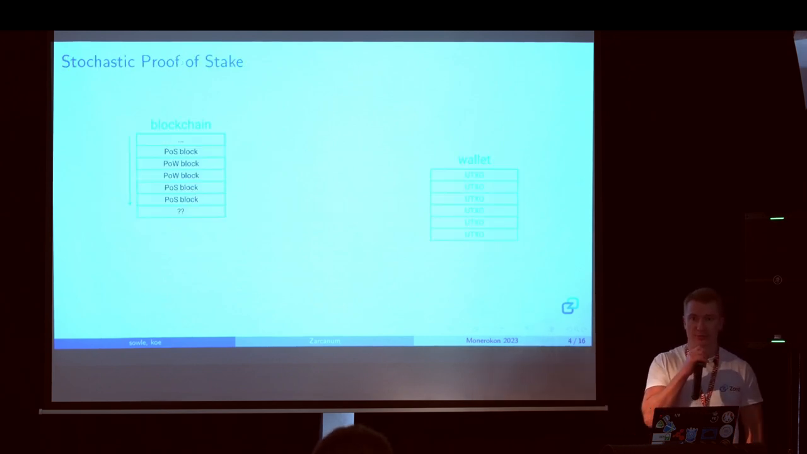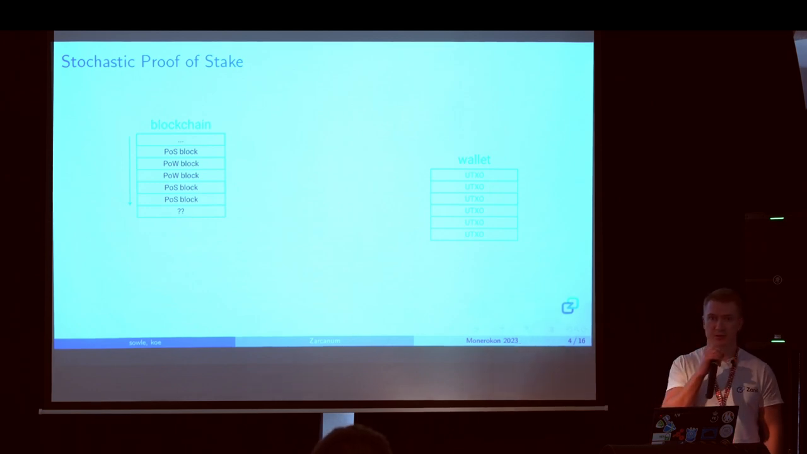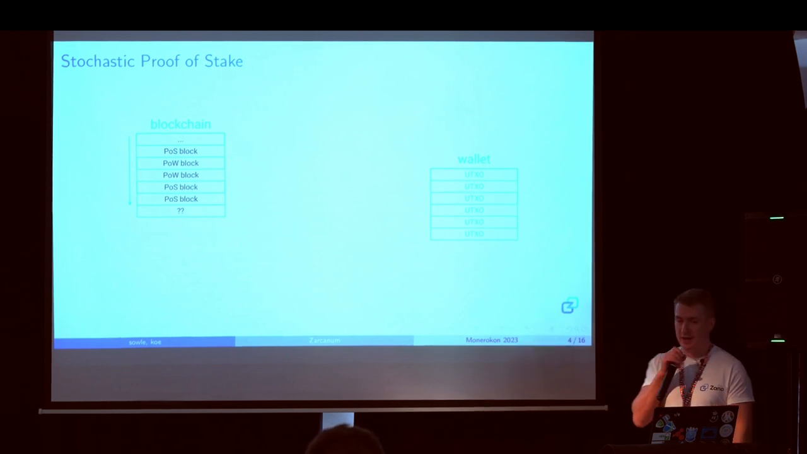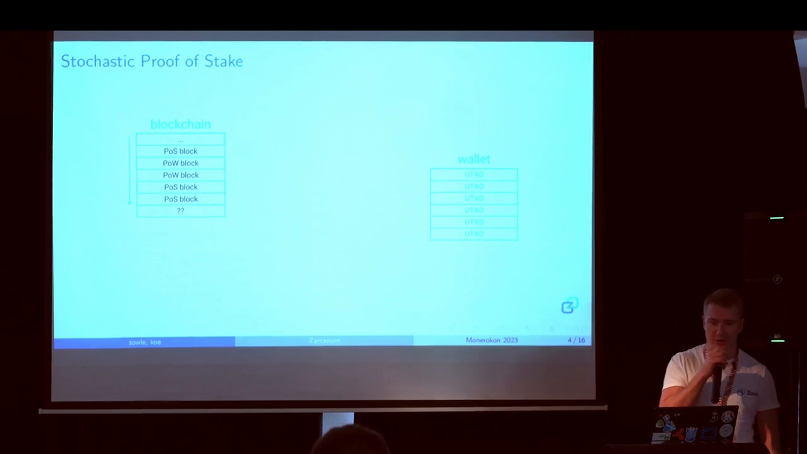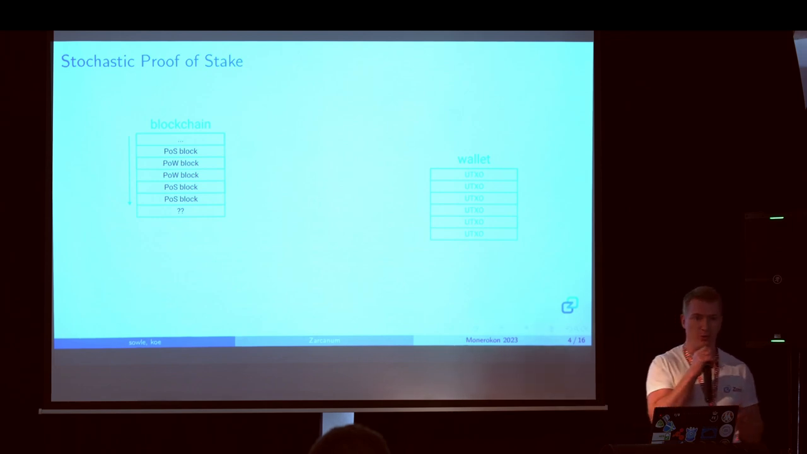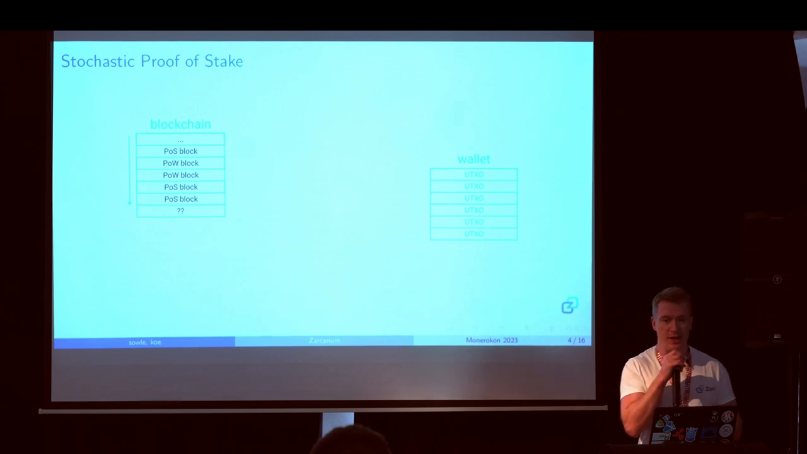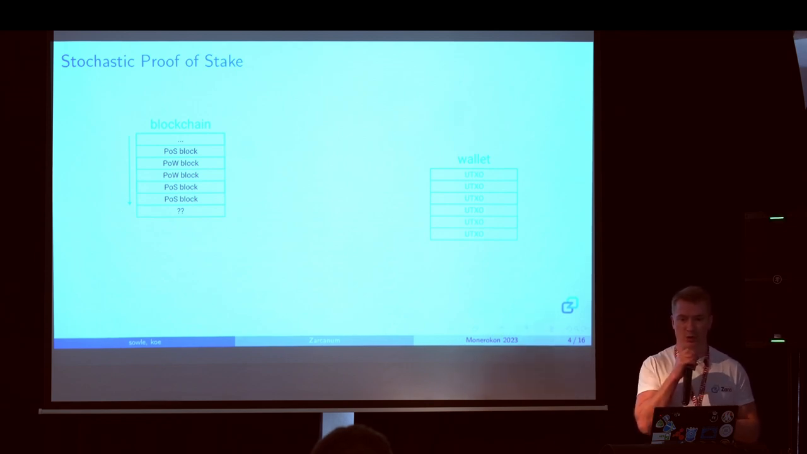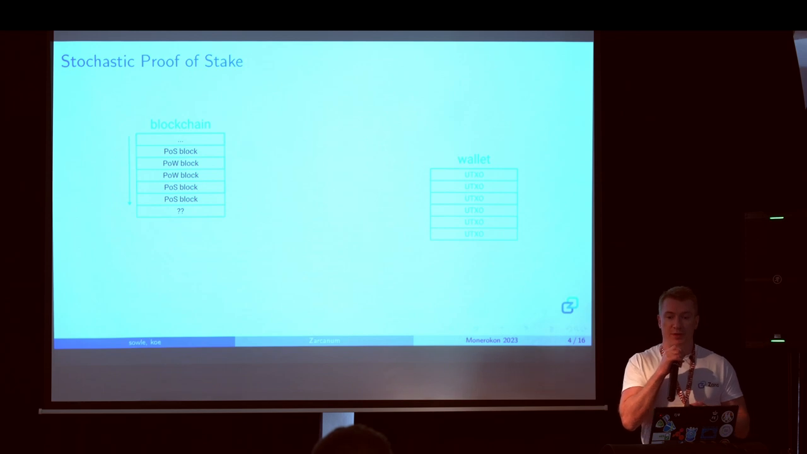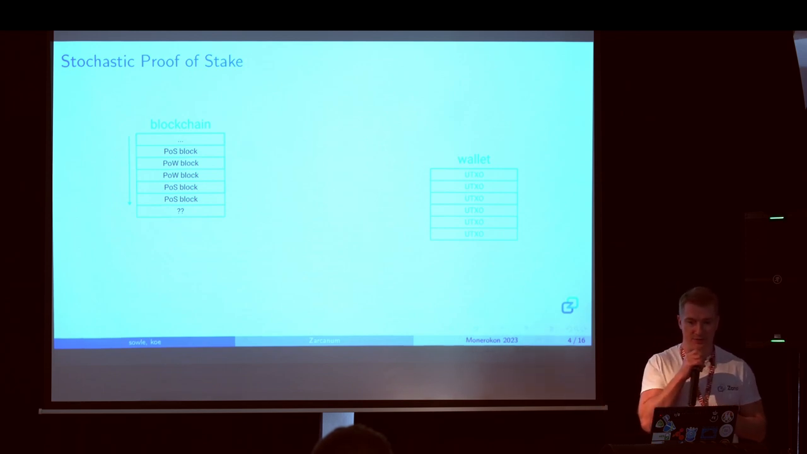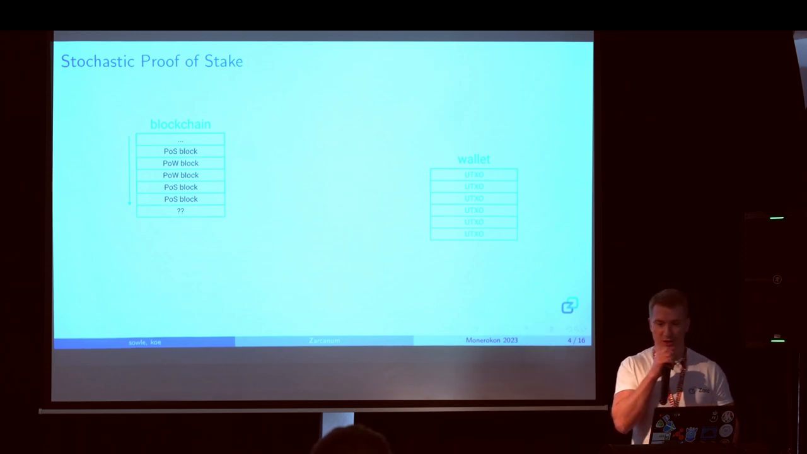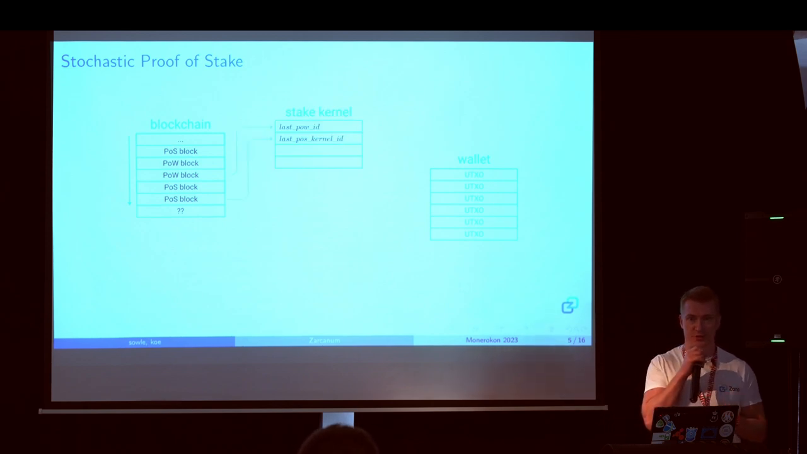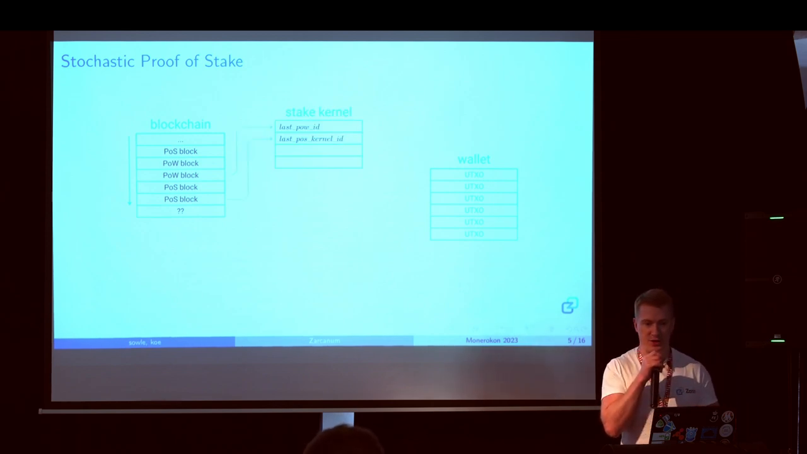So before going forward, we need to understand how the stochastic proof of stake model works. It's very simple. It uses open amounts, the classic proof of stake conception. Here on the left side we have a blockchain that grows downwards, and on the right side we have a wallet full of UTXOs. So imagine it's Alice's wallet, and Alice would like to mine a proof of stake block using her output as a stake. To do this, she needs to fill a special structure that is very simple, called the stake kernel.